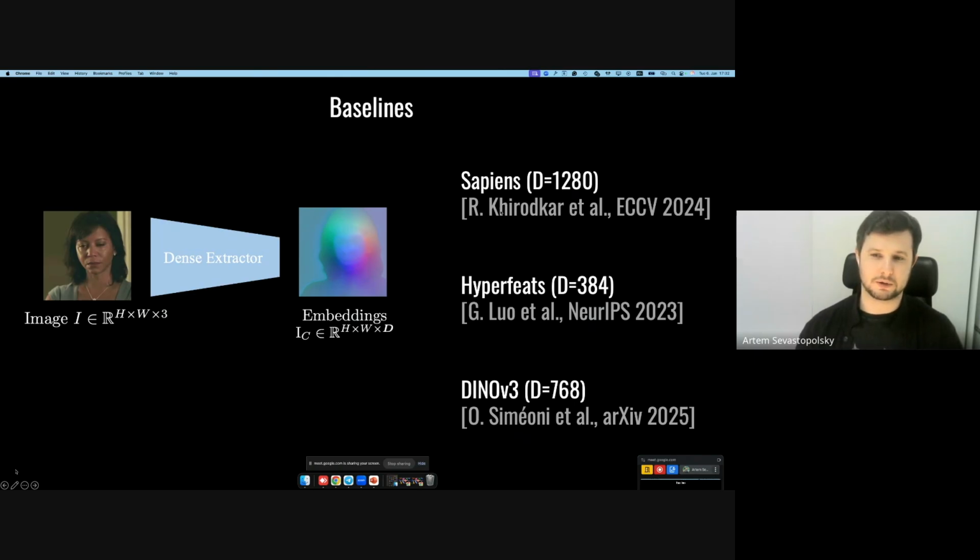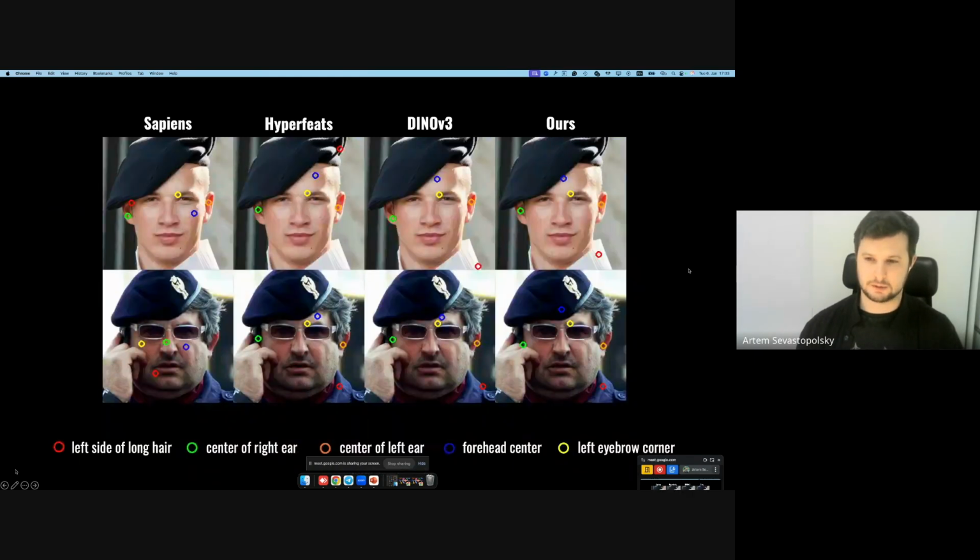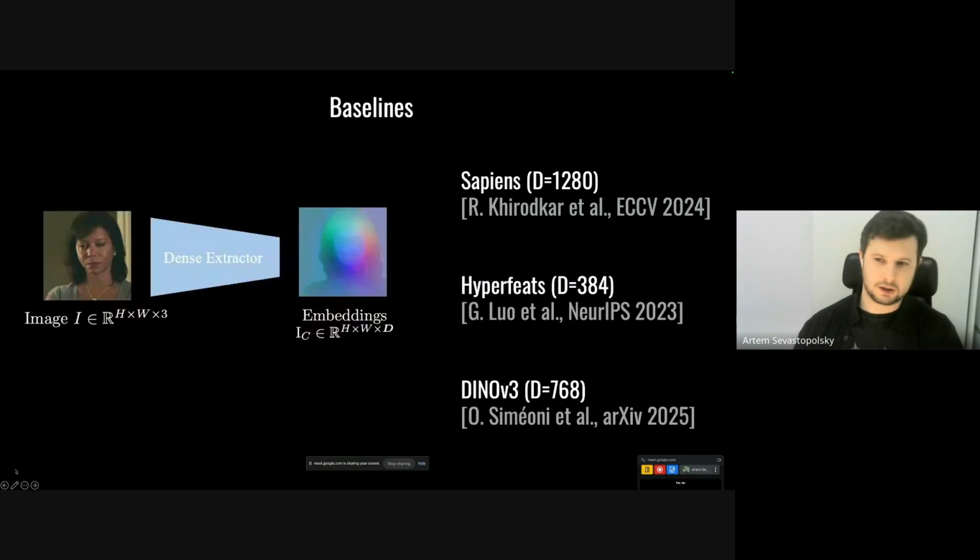The first one we consider is Sapiens. It's a model from Meta that is trained for depth and normal estimation of human head images. So it's trained on humans, which is the same domain as ours. And the features we can extract from the pre-trained version of the model have pretty large dimensions, more than 1,000.